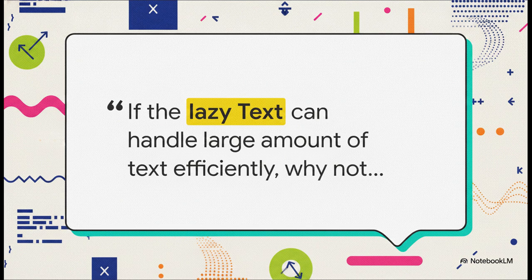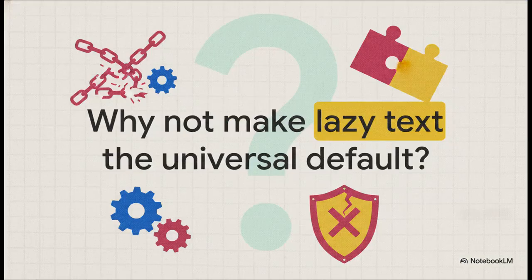a perfectly relatable question. If lazy text can handle large amounts of text efficiently, why not make this the default choice? I mean, it's an incredibly tempting thought, isn't it? Why not make lazy text the universal default? If it's powerful and efficient enough to chew through massive document conversions and heavy data streams, surely it can handle the smaller, everyday text tasks, right? Why even bother juggling two different modules when you can keep it simple and just use one type for everything?